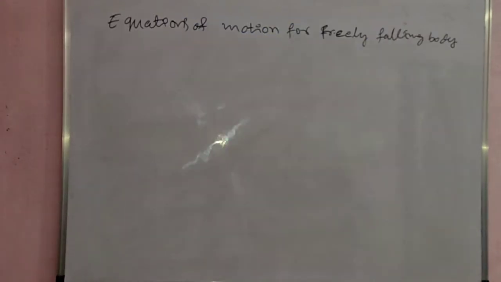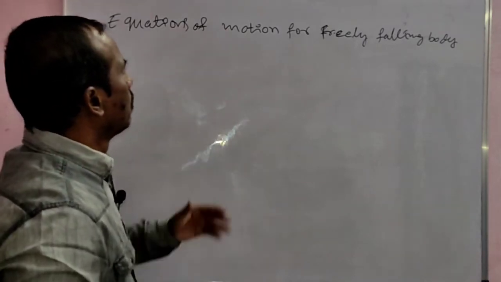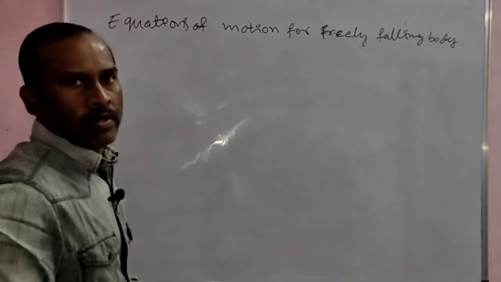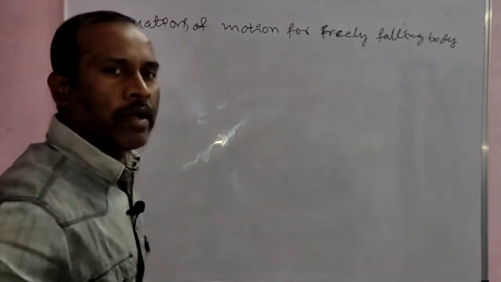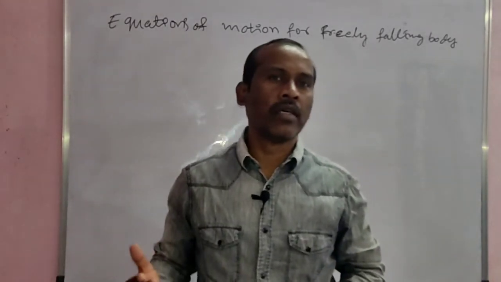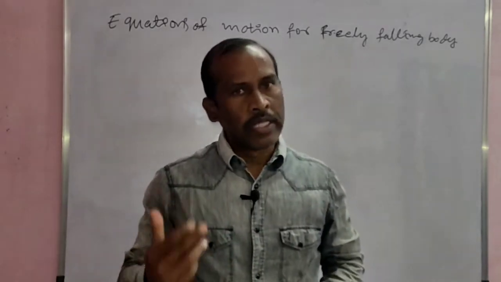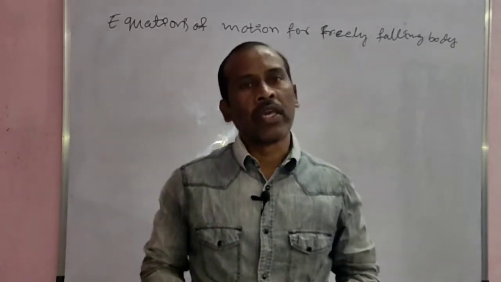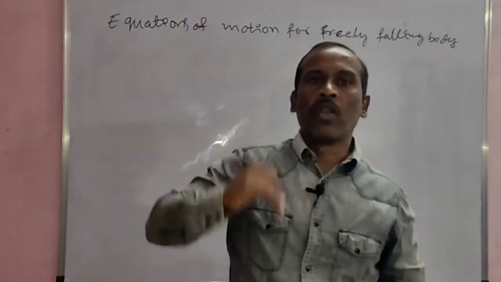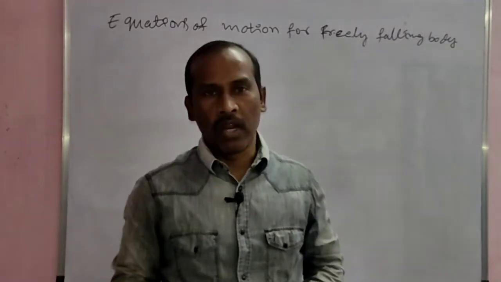Next, the equations of motion for a freely falling body. What is, first of all, a freely falling body? There are 4 kinematic equations: s is equal to ut plus half at square, v is equal to u plus at, v square minus u square is equal to 2as, Sn is equal to u plus a into (2n minus 1) by 2. These 4 kinematic equations change for a freely falling body. What is a freely falling body?